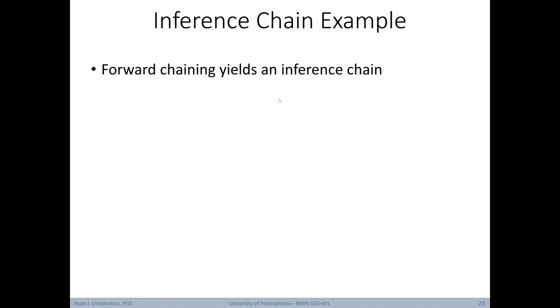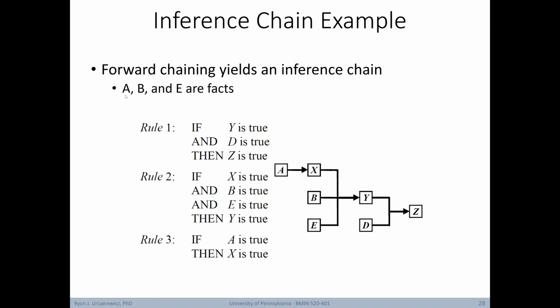We can illustrate this process of forward chaining via what we'd call an inference chain. So in this example, we assume A, B, and E are facts, and we have the following rules. Here A, B, and E are facts in the chain, and we can see how one fact leads to the addition of a new fact. So for example, rule 3 says, if A is true, then X is true. So now we have A, X, B, and E.